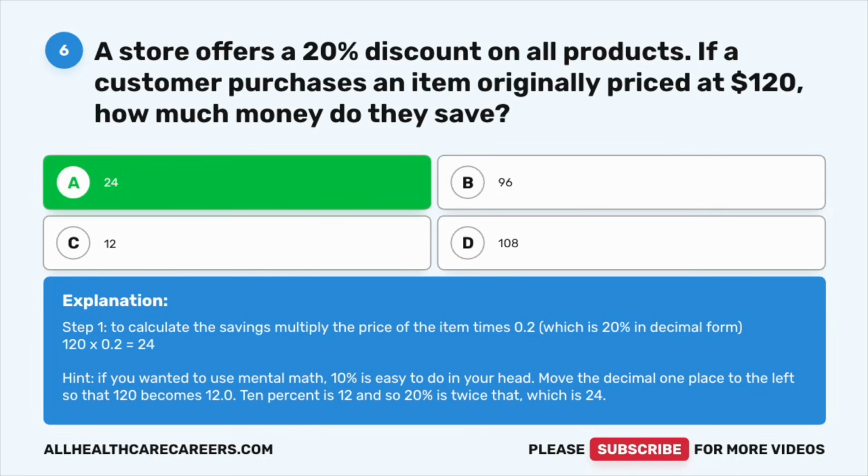Step 1. To calculate the savings, multiply the price of the item times 0.2, which is 20% in decimal form. 120 times 0.2 equals 24. Hint: if you wanted to use mental math, 10% is easy to do in your head. Move the decimal one place to the left so that 120 becomes 12.0. 10% is 12, and so 20% is twice that, which is 24.